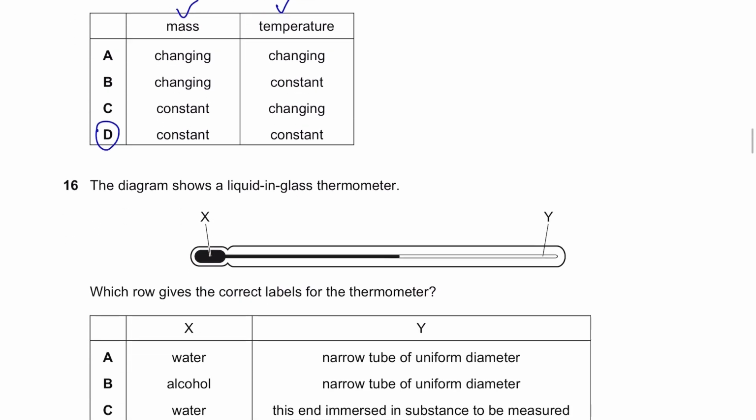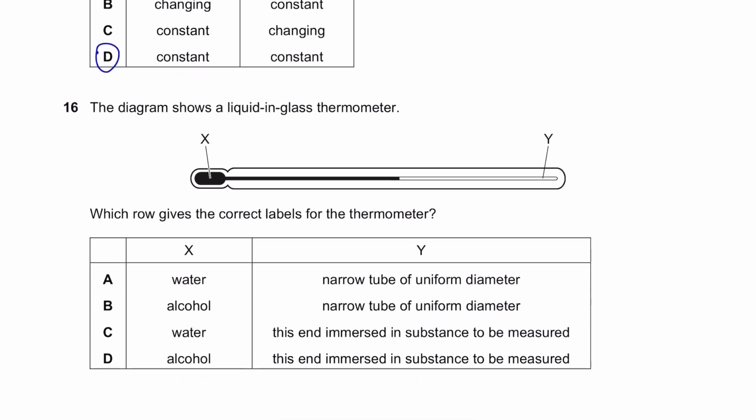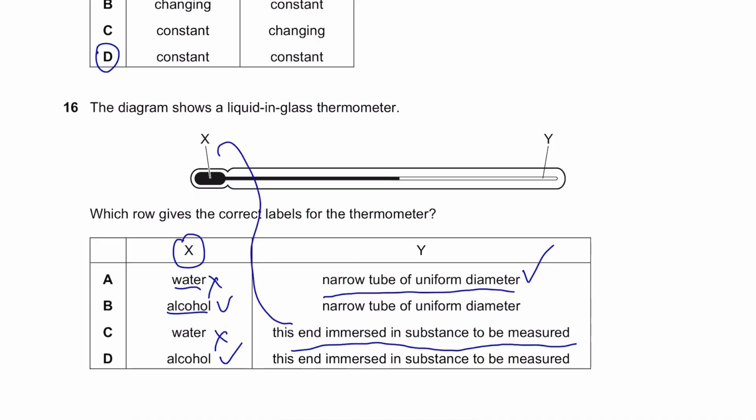Question 16. The diagram shows a liquid in glass thermometer. Which row gives the correct labels for the thermometer? X. Is it water or alcohol? Obviously not water, it's alcohol, or mercury maybe. And then Y. Is it a narrow tube of uniform diameter, or is this immersed in the substance to be measured? It's the narrow tube of uniform diameter because the one that is immersed in the substance is here, X. So the answer is B.